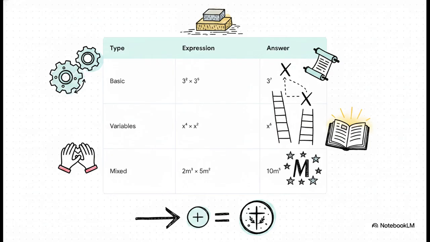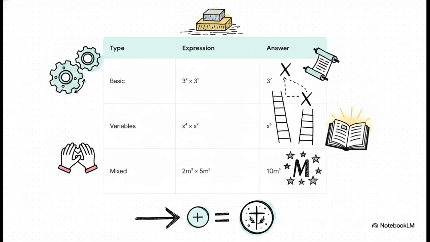And this table perfectly illustrates how the exact same rule applies no matter how complex the problem looks. In the first row, we have basic numbers, 3 squared times 3 to the 5th. Keep the 3, add the 2 and 5, and boom, 3 to the 7th. In row 2, the curriculum throws in variables, x to the 4th times x squared. The rule still holds up perfectly, giving us x to the 6th.